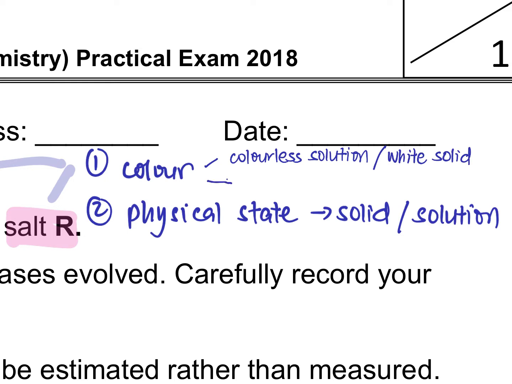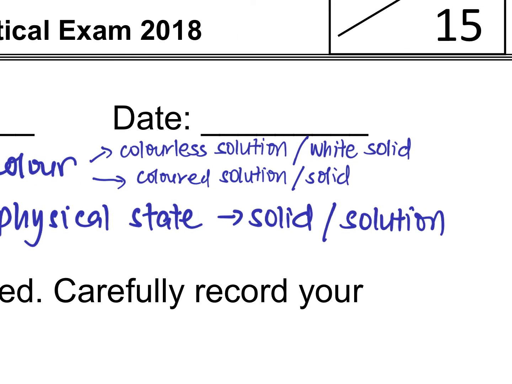Then the other possible scenario is a colored solution or a colored solid, as long as it is not white. So I can have green, blue, orange, yellow, brown. Yeah, that's about it, the more common ones. Okay, so these are things you need to take note. Okay, so all this color tells you certain things that you need to take note of.